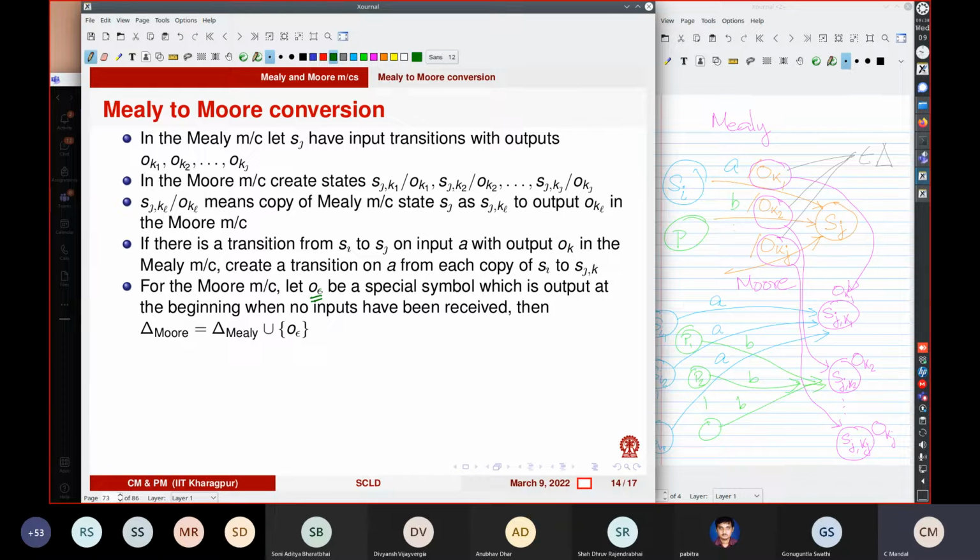So for that you have a special output symbol called O epsilon, which is distinct from all the symbols in this. So the output symbols of the Moore machine will be the set of output symbols of the Mealy machine augmented with O epsilon. All right.